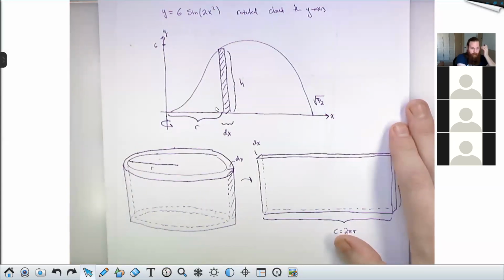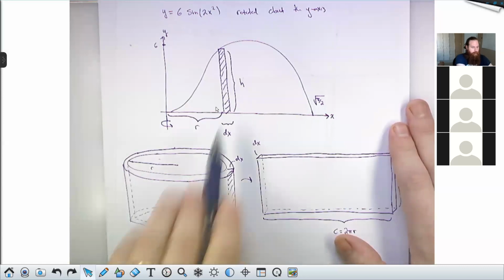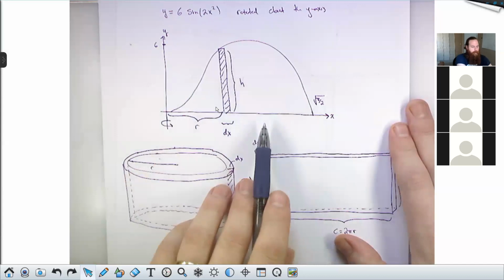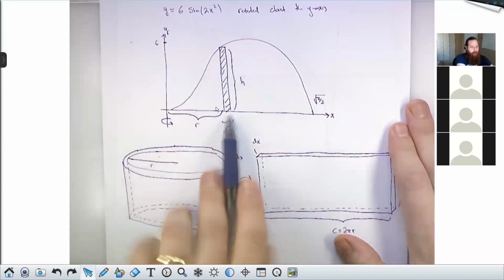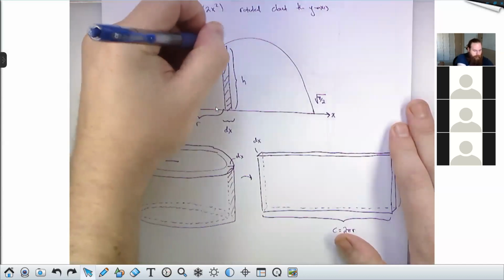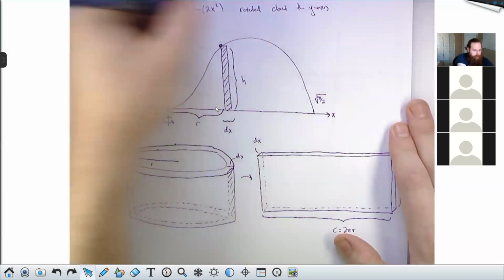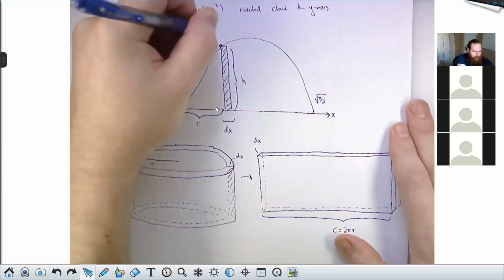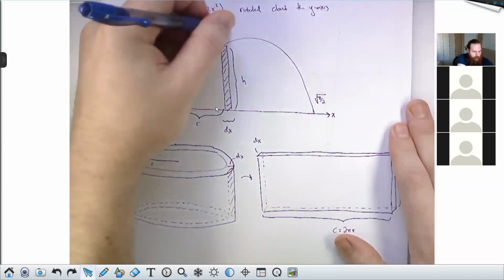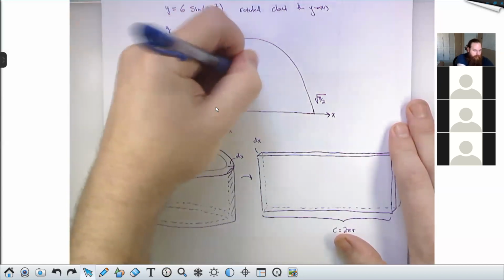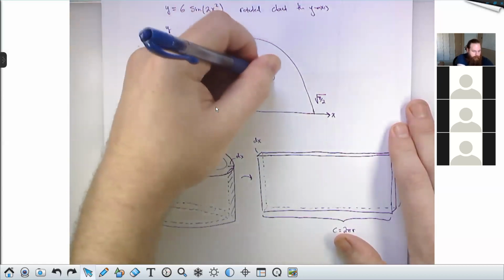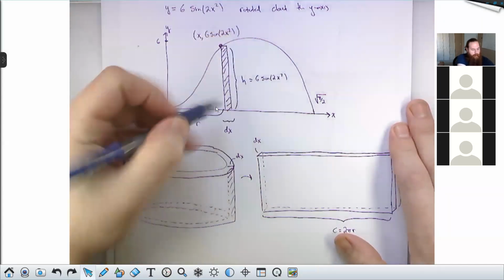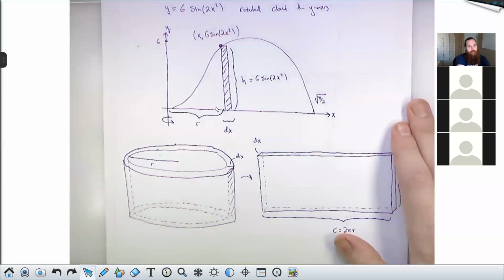But in these instances, what you guys said in chat are correct. So r is always the distance from the axis of rotation to the strip, because we're using the shells method. h is always the height of the strip. So here, I'm on the graph y equals 6 times sine 2x squared. So this point is x comma 6 times the sine of 2x squared. So h is 6 times the sine of 2x squared, because that's the y value up here. And the y value down here at the bottom of the strip is 0, because it's on the x-axis.